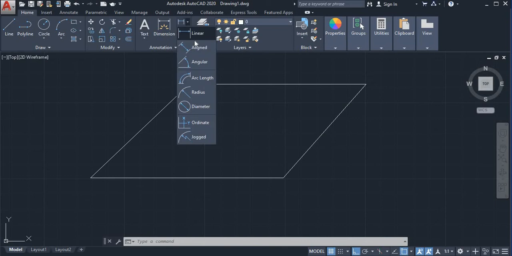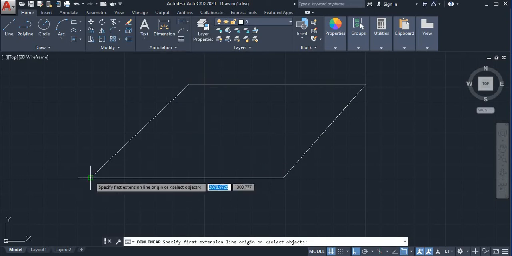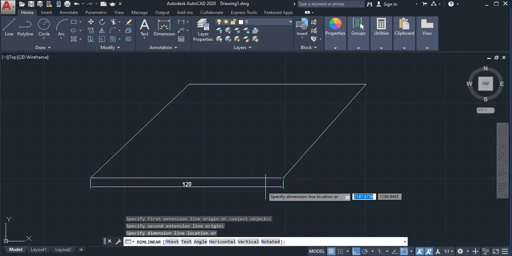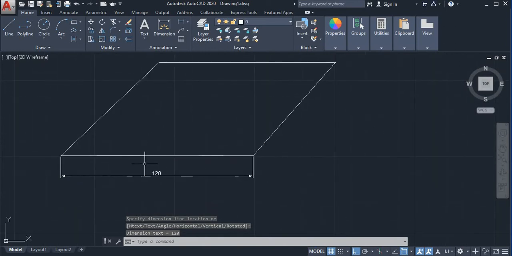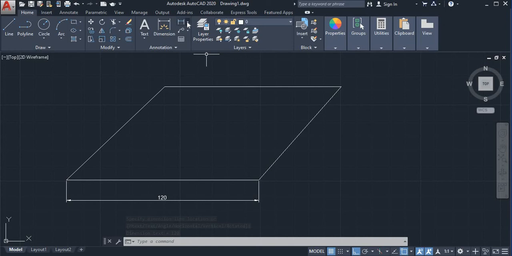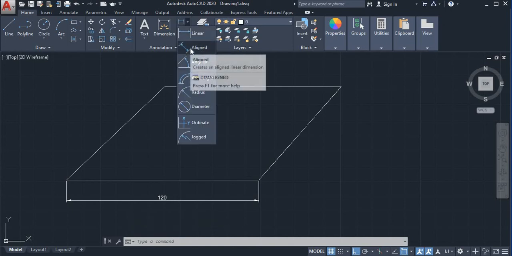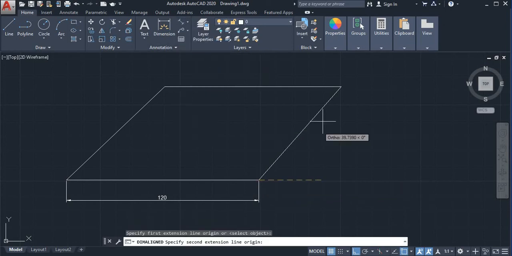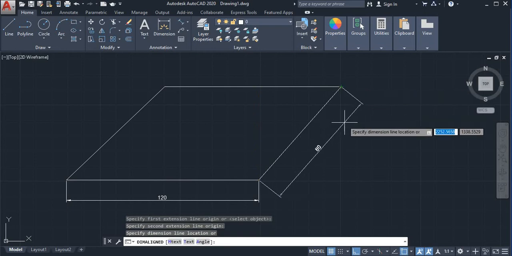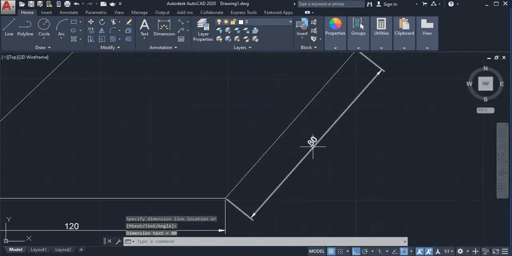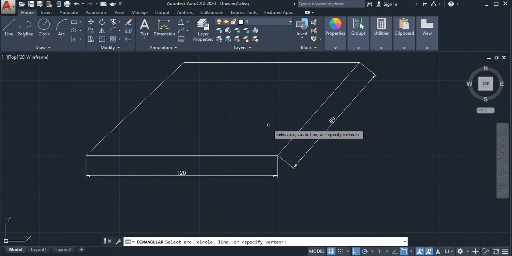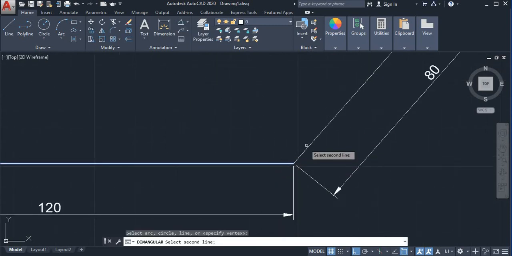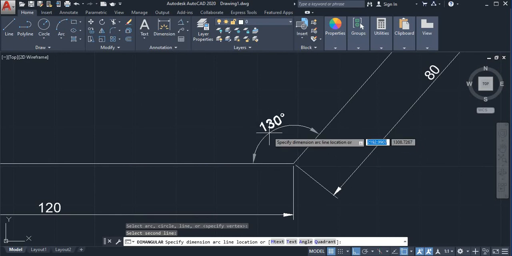First one I will take linear, from this point to this point, 120. The length is 120. The next one, aligned, from this point to this point. The distance is 80. We already gave it. And the next one, angle, 130.